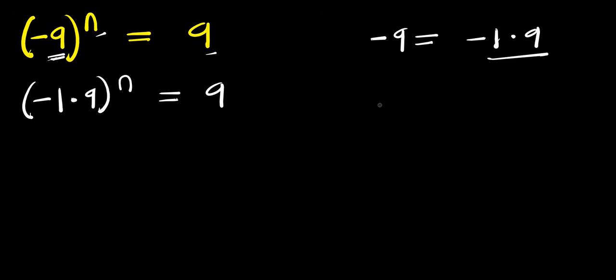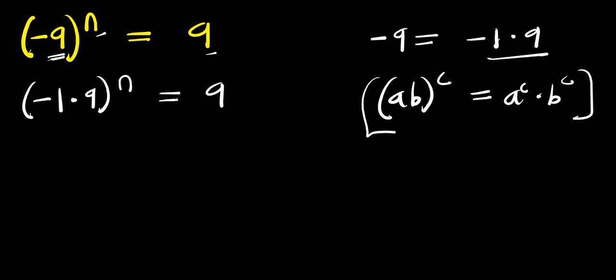Now, let's consider this. If you have a times b raised to the power of c, this equals a power c times b power c. We apply this identity right here. We have negative 1 power n times 9 power n equals 9.